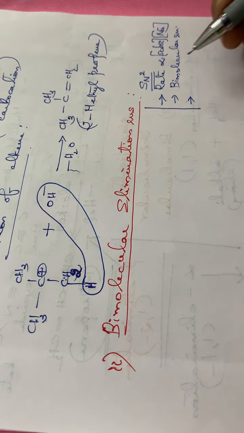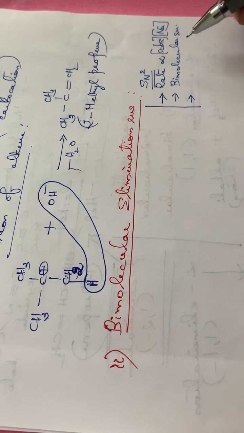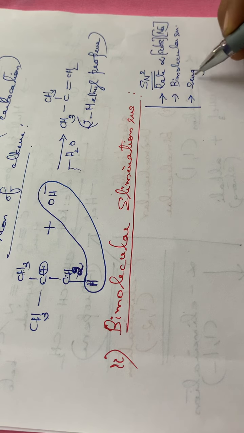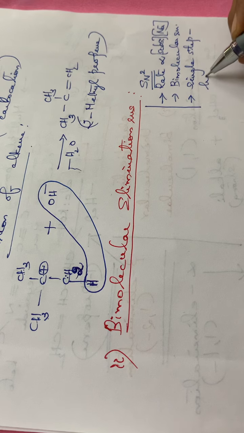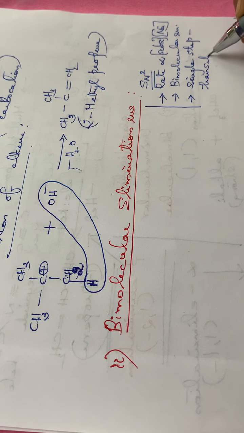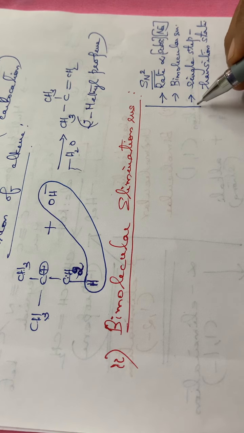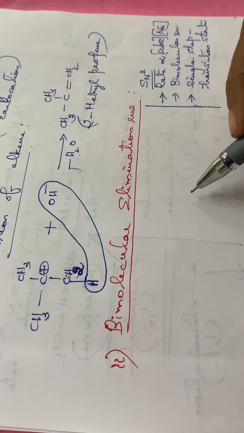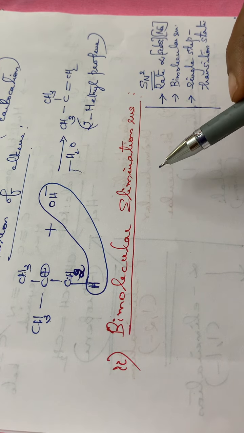The third major characteristic feature of SN2 is that it is a single step reaction in which a transition state is formed, isn't it? A single step reaction with a transition state. These are some of the common factors which we can see in bimolecular elimination reactions also.